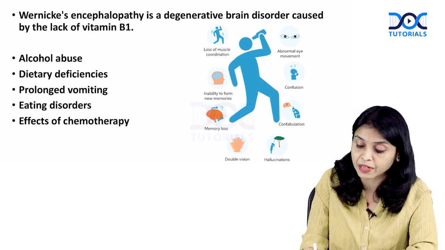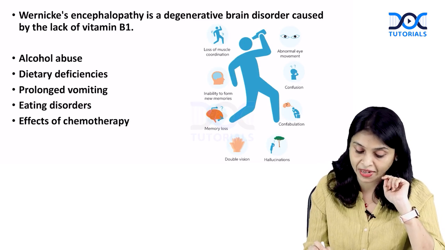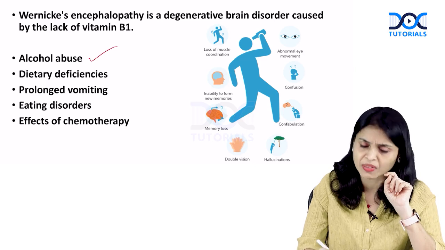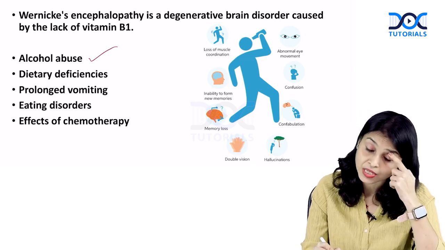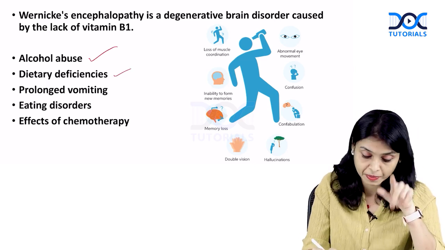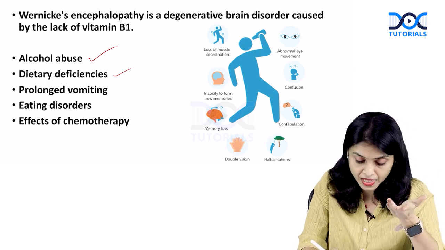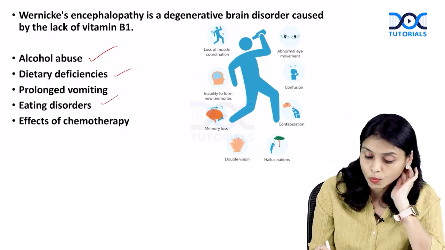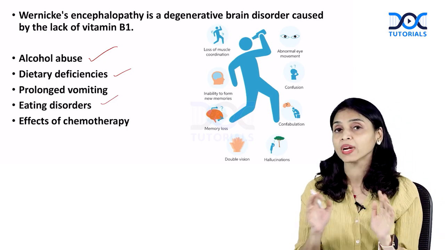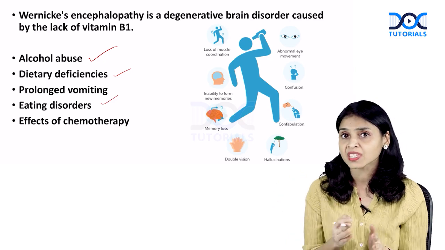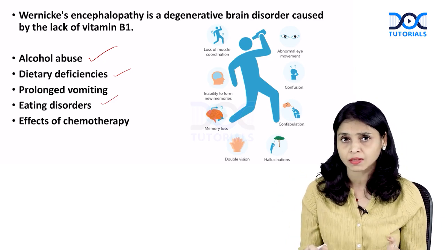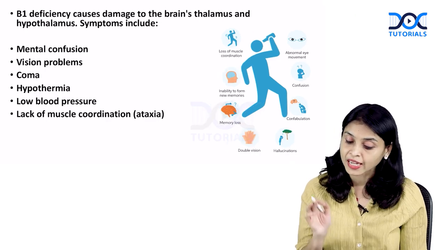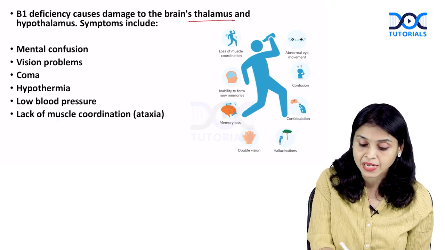There is a degenerative brain disorder due to lack of vitamin B1, not only because of alcohol use. One of the major causes, of course, is alcohol use, but also dietary deficiency of vitamin B1, prolonged vomiting, eating disorders, and effects of chemotherapy. All these can lead to Wernicke's encephalopathy. So don't only think in terms of alcohol. When a patient comes to you, you have to rule out other causes as well. Don't just brand this person as an alcoholic.